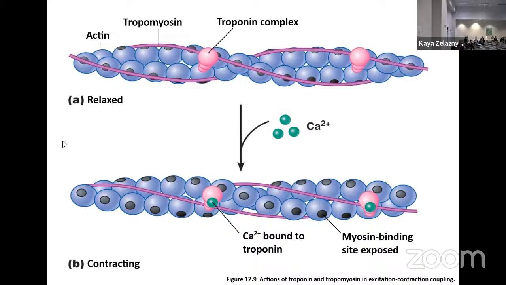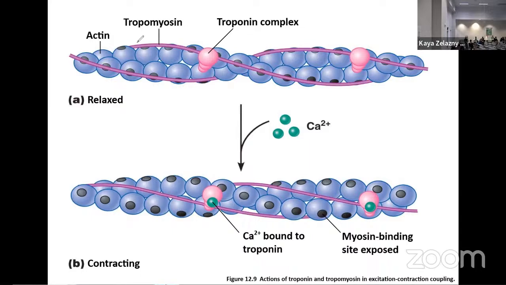So this is a zoomed in picture of what the actin, tropomyosin, and troponin complex looks like when you're in a relaxed state versus a contracting state. So this is what I was drawing up in the top corner, right?